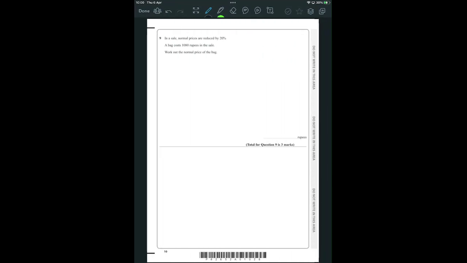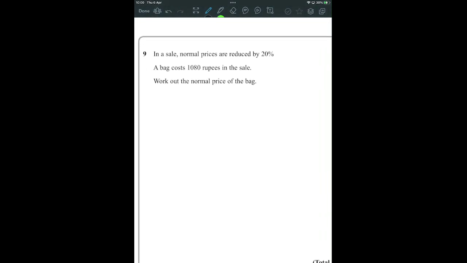Question 9. In a sale, normal prices are reduced by 20%. A bag costs that much in the sale. So this is we want the normal price. So this is actually a backwards question. From the normal to the sale, we've got 20% reduction. A 20% reduction is a multiplier of 0.8. In the sale, we're 1080.